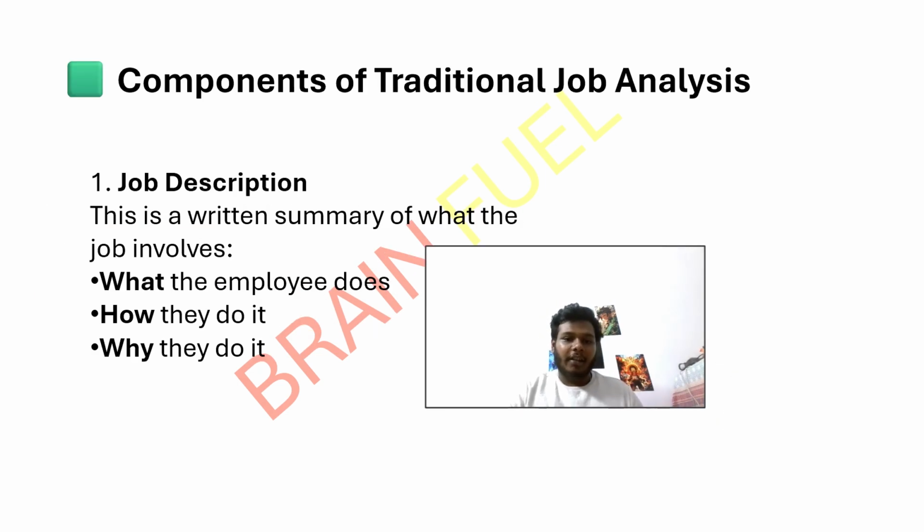Up next, the components of traditional job analysis. This is divided into two parts. Part 1, job description, and part 2, job specification. Job description is a written summary of what the job involves, what an employee does in an organization. Before approaching the interview, candidates will be given a job description: what they have to perform, what they have to do, how they do it, and why they do it will be taught in the upcoming training sessions, etc.